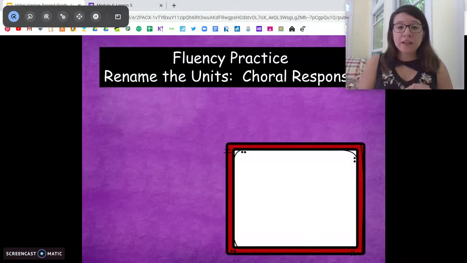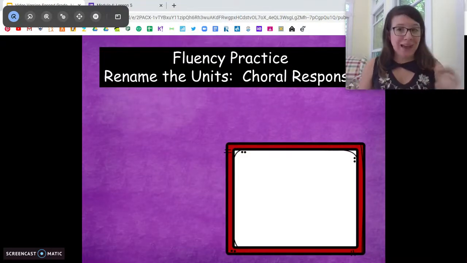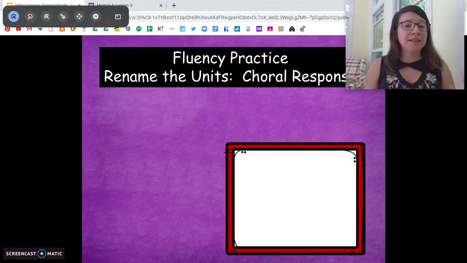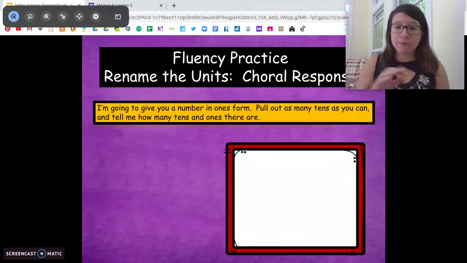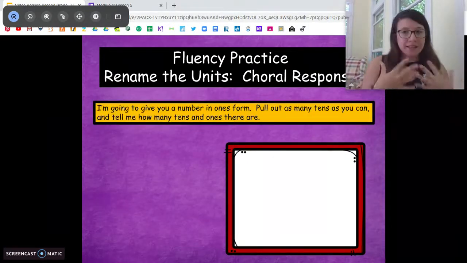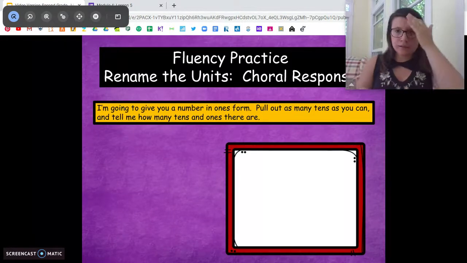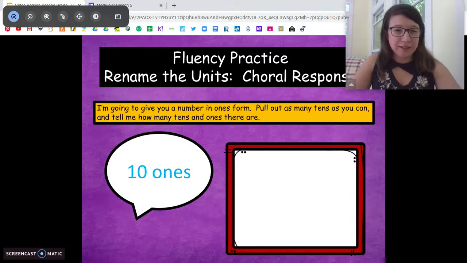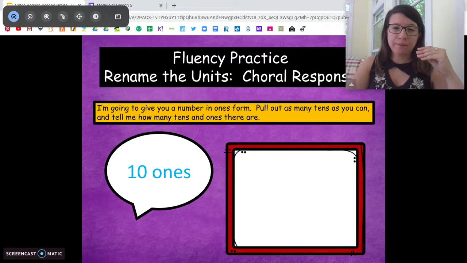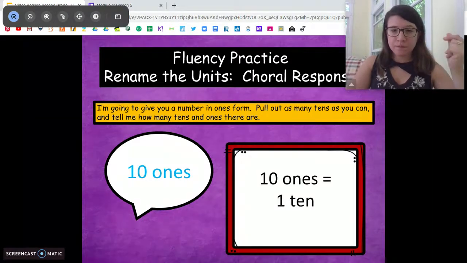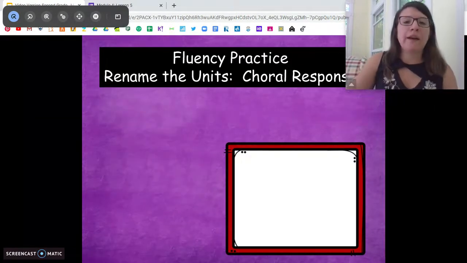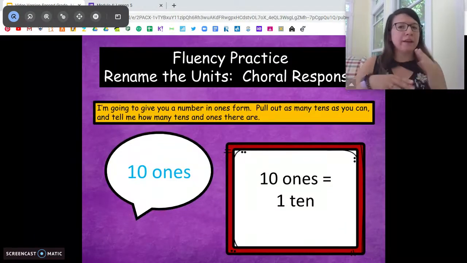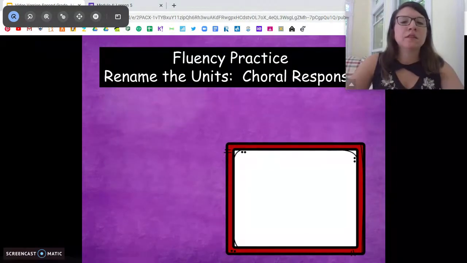All right, first thing we're going to do is I'm going to give you a number, and then I'm going to snap my fingers, and you're going to tell me how many 10s and how many 1s are in that number. Okay? So you're going to take out as many 10s as you can, and then tell me how many leftover 1s there are. We're going to try and do this as fast as we can. So for this one, there's 10 1s. What does 10 1s equal? Pull out as many 10s as you can. What does that equal? 1 ten. Good. All right. So this one, there were no leftover 1s. On a couple of them, there's going to be leftover 1s. So let's keep going.